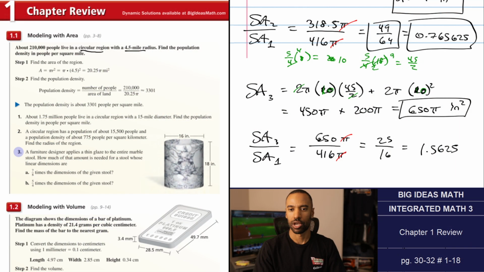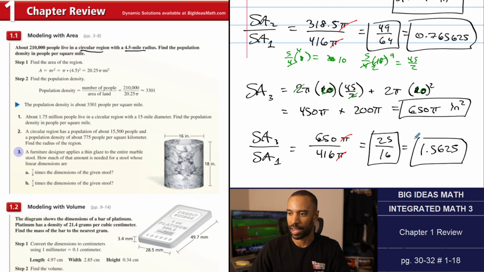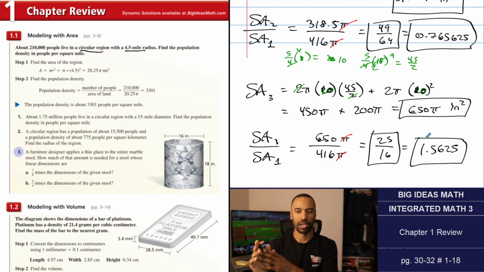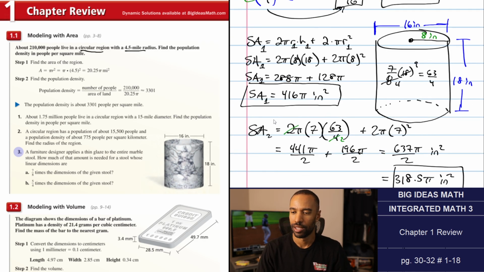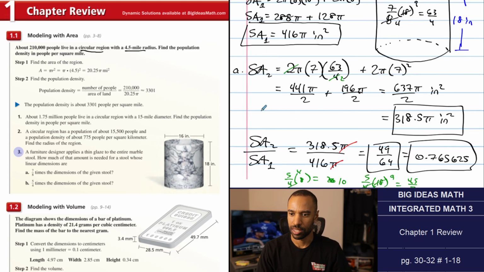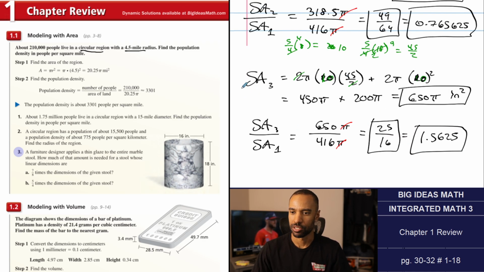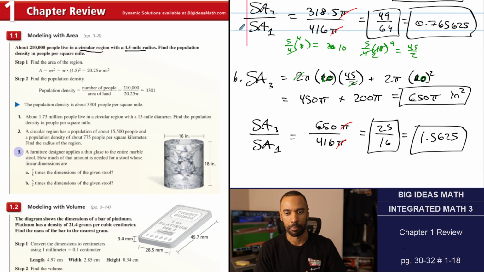So 25 over 16, which is 1.5625. Let's take a look at the fraction equivalent. 25 over 16. Okay, so we've completed that one as well. That's how many times bigger that's going to be. And like I said, you might have to go through that full amount of those parts of the problem. Let's call that part A and part B. So part A begins there. Part B begins there. That's a lot for that part of the problem.